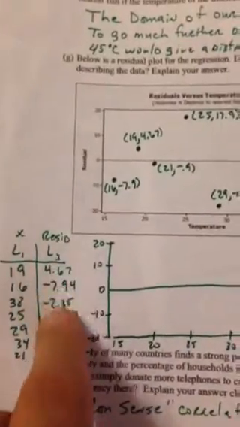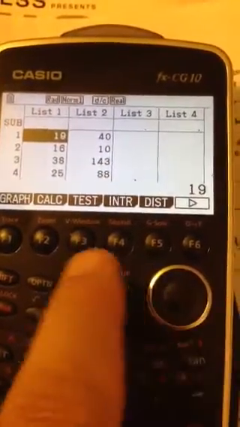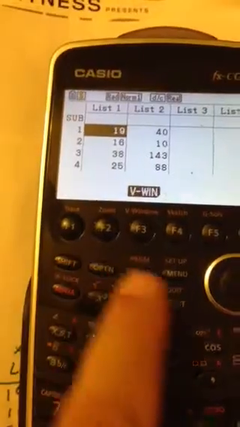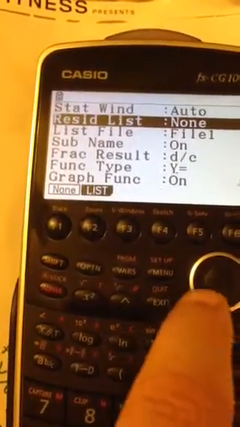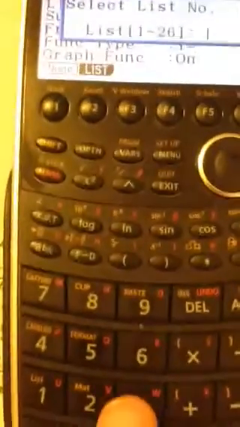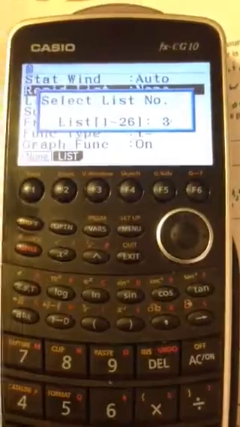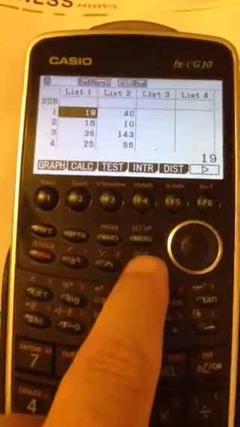Well, remember, in order to get your residuals, we want to put them in list 3. So what I'm going to do is hit Shift Menu, which is the setup. Notice there's a resid list. I'm going to put my residual list in list number 3. And then I'm going to hit Enter. Now, once I've done that, I'm going to exit out of there.